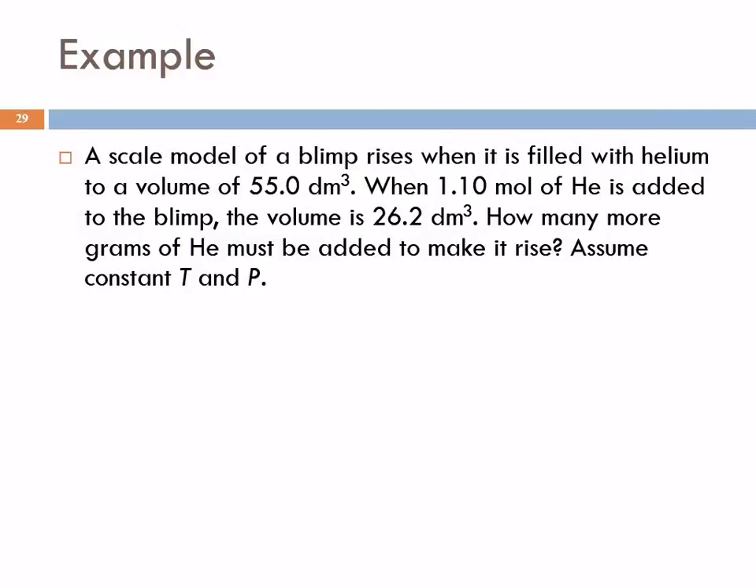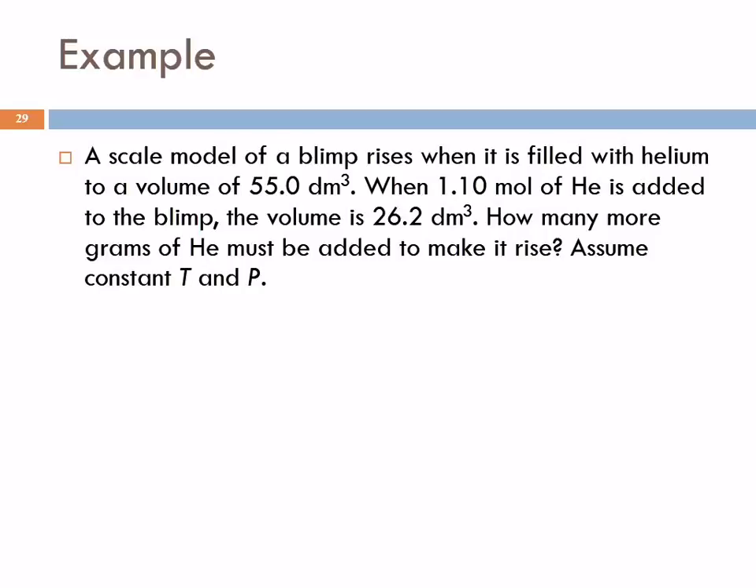Another example. A scale model of a blimp rises when it is filled with helium to a volume of 55.0 cubic decimeters. That's a unit we don't see very often. When 1.10 moles of helium is added to the blimp, the volume is 26.2 cubic decimeters. How many more grams of helium must be added to make it rise? Assume constant temperature and pressure. Okay, this is taking it to another level.